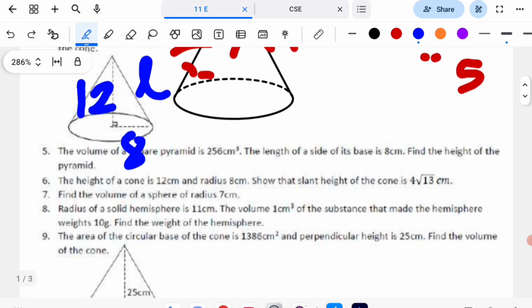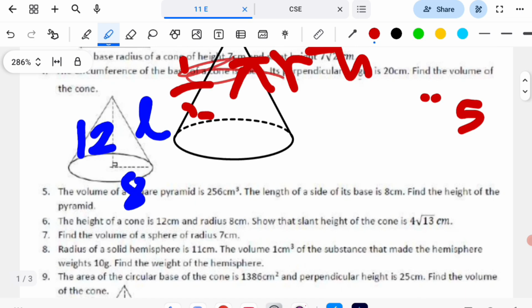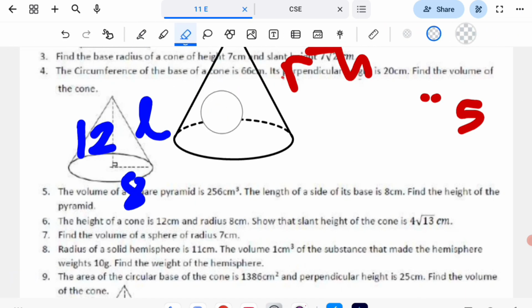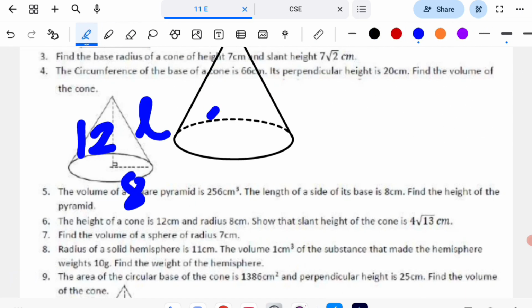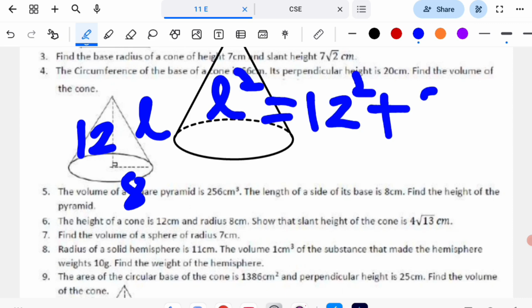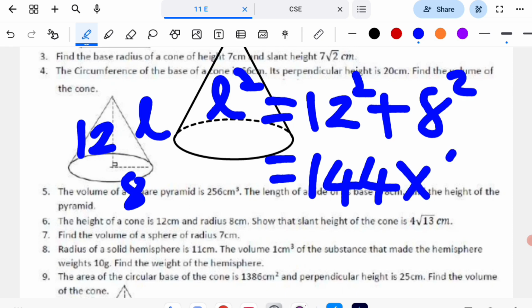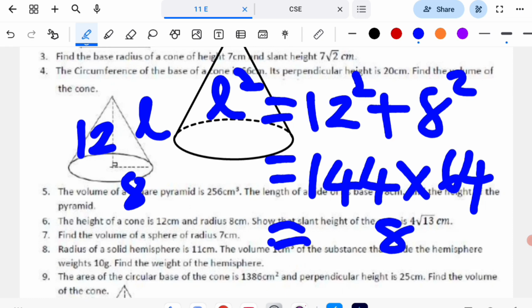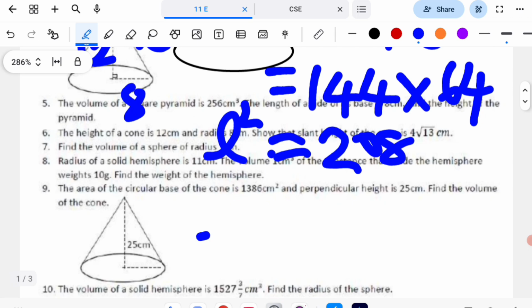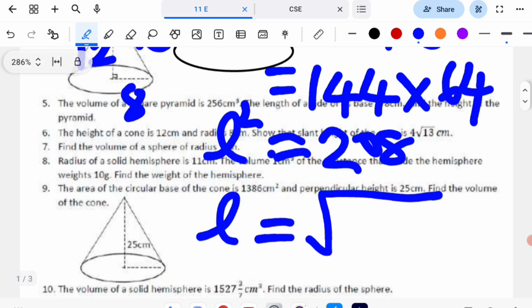Then we can use the Pythagoras theorem. The hypotenuse of the triangle is L. L squared equals 12 squared plus 8 squared. 12 squared is 144, 8 squared is 64. Then I will add it. 4 plus 4, 8. 4 plus 6, 10, 1 remaining. 1 plus 1, 2. 208 is L squared. When finding the L value, we have to get the square root of 208.